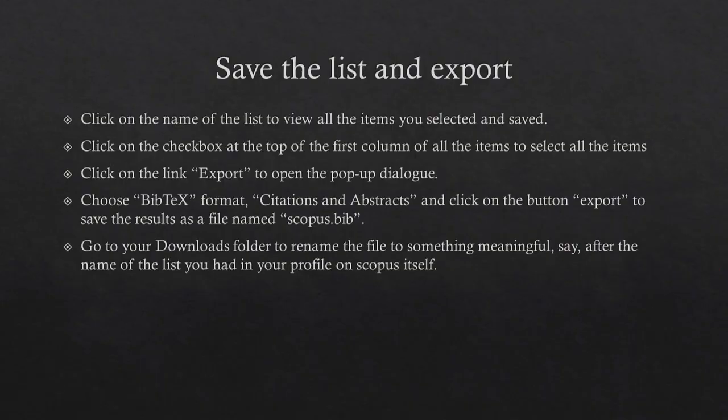Okay, here is a summary of what we have done. Click on the name of the list to view all the items that you have selected and saved. Click on the checkbox at the top of the first column to select all the items. Click on the link export to open up the pop-up dialog. Choose BibTeX format, citations and abstracts, and click on the button export to save the results as a file named scopus.bib. Go to your downloads folder to rename the file to something meaningful. For example, you can give the same name as the list that you have created, and you can store it in a safe place that you can look up later on.